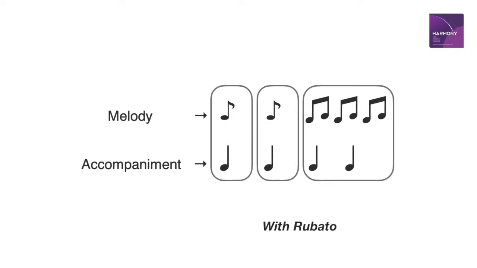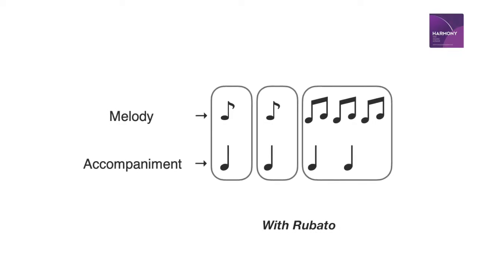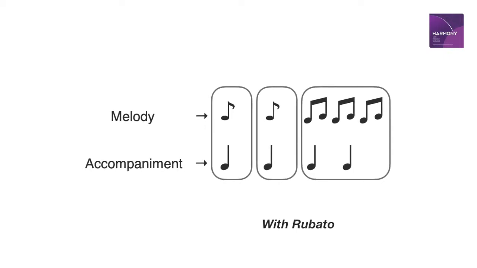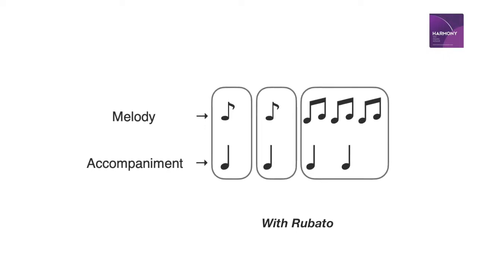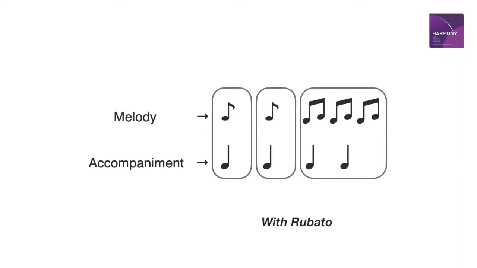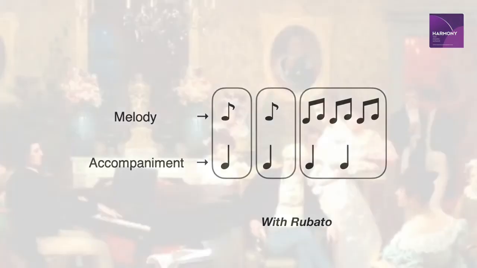So, in this way, with the use of rubato, the melody is played or sung slightly out of phase above a stable accompaniment, thereby creating an effect of tension and release.